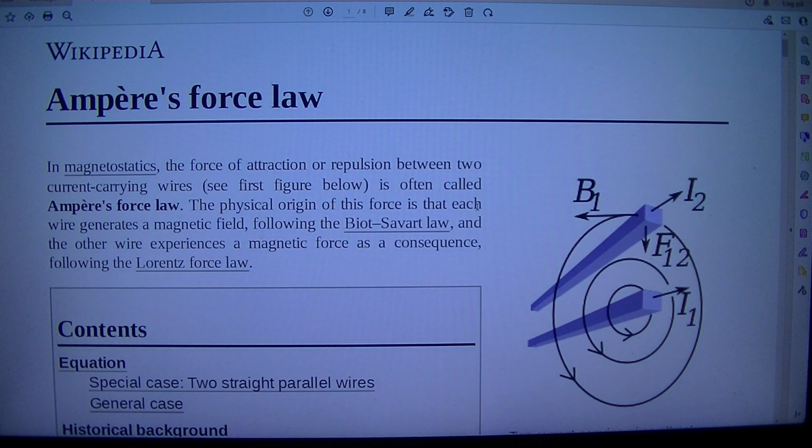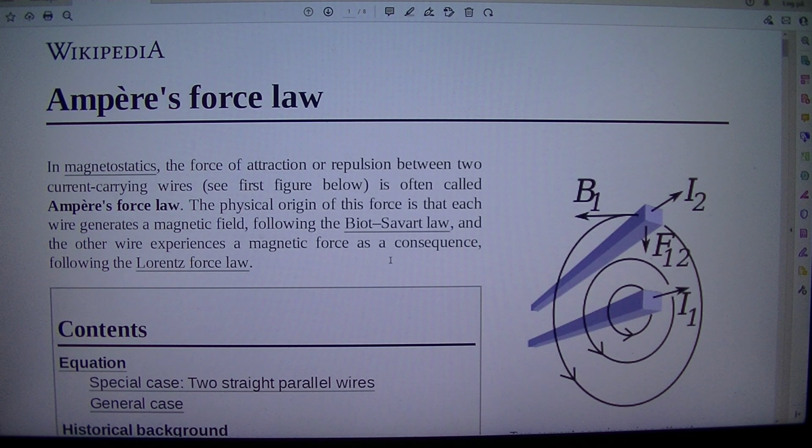In magnetostatics, the force of attraction or repulsion between two current-carrying wires, see first figure below, is often called Ampere's force law. The physical origin of this force is that each wire generates a magnetic field, following the Biot-Savart law, and the other wire experiences a magnetic force as a consequence, following the Lorentz force law.